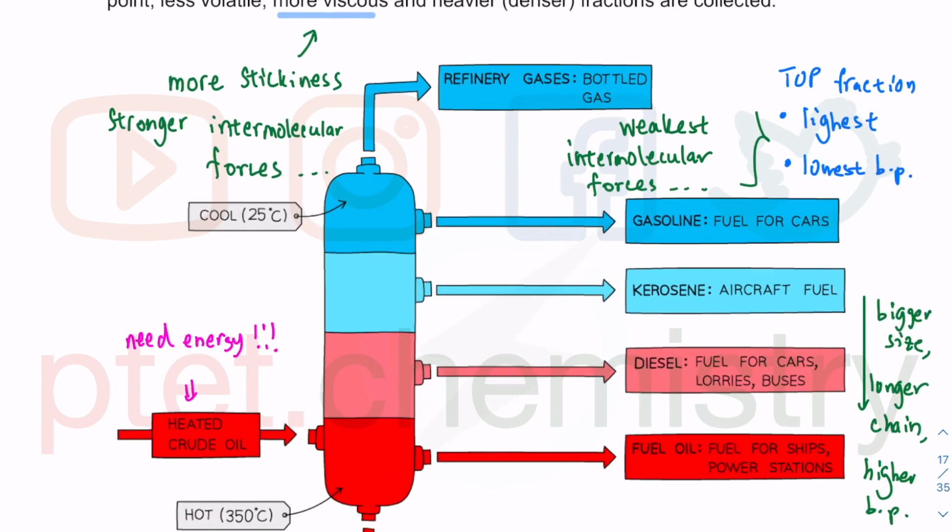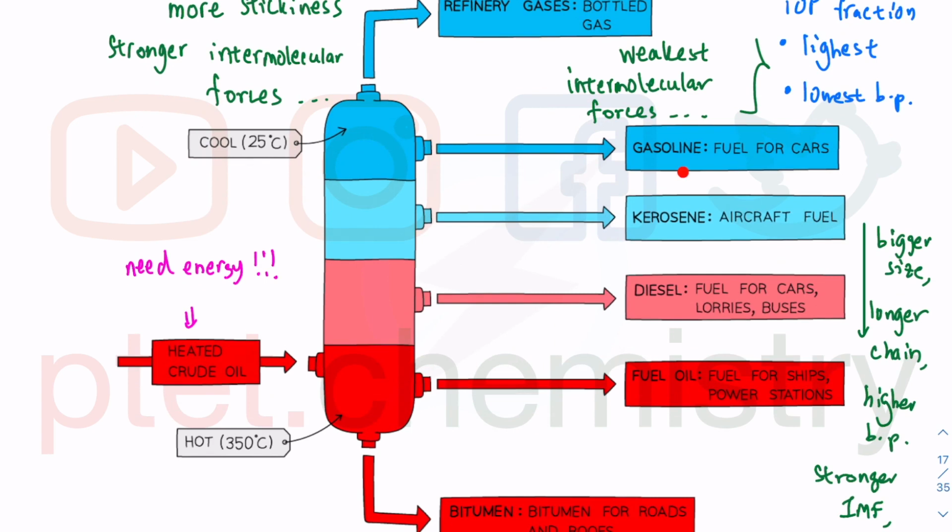At the top of the fractions, we get refinery gases. These are the bottled gas used for cooking as well as heating homes in countries that have winter. We have gasoline, which is basically the fuel for cars, petroleum products for cars. Kerosene is a heavier fraction. We use it as aircraft fuel for aeroplanes. Diesel is very common in heavier vehicles as well as machineries.